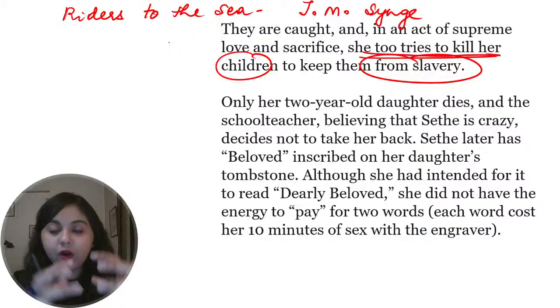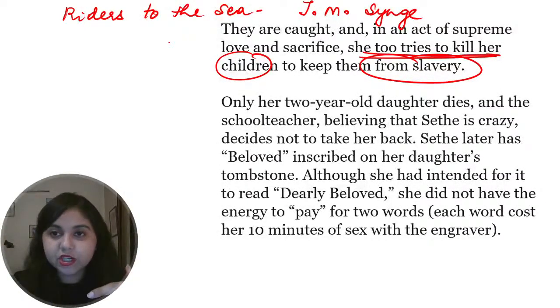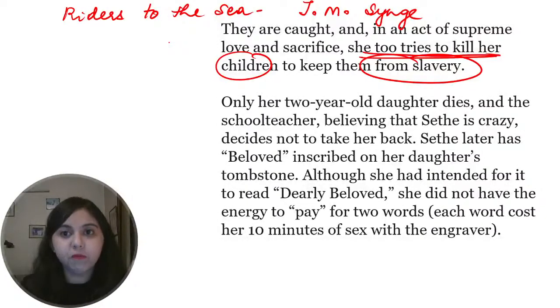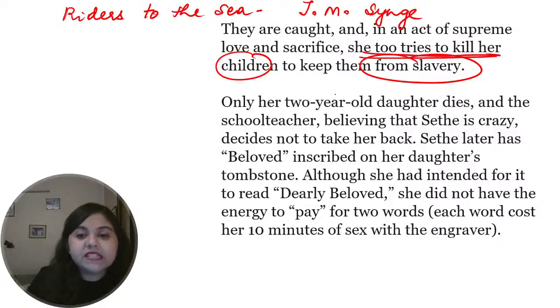So the entire treatment of motherhood in 20th century literature otherwise, you're having these changing notions of motherhood, which is a very interesting theme altogether. Okay, so please keep that in mind.